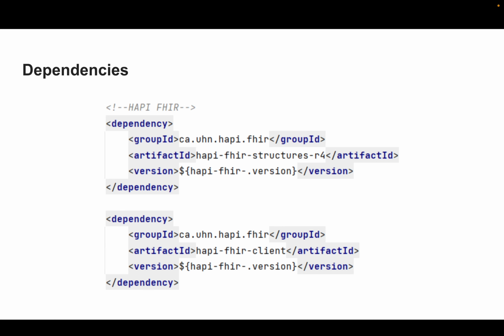Another part of the dependencies relates to the FHIR library. We want to build our library, our starter around it. The first dependency is the FHIR structures, for the version of the set of packages we want to use, and the second dependency is the HTTP client we want to use under the hood.